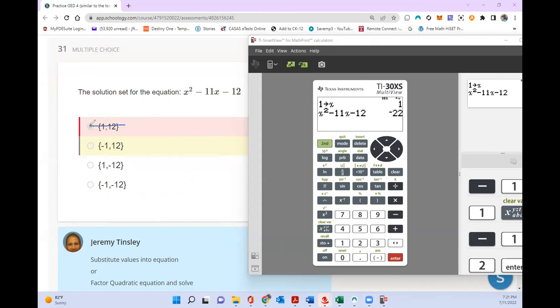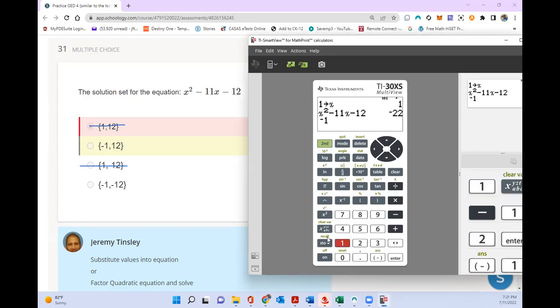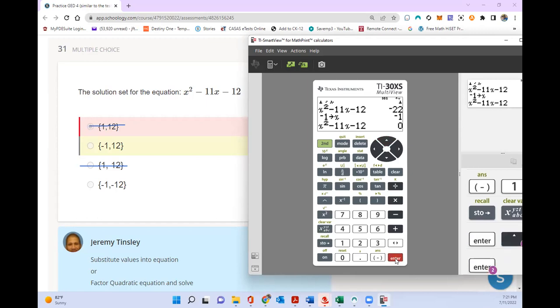So I get rid of A. I can get rid of C because 1 was not a solution. Does everybody understand why I was able to get rid of A and C? Yeah, because they both had positive 1. So now I'm going to do negative 1. Negative 1 store X, go back to my expression. Let's see if I get 0. Yes, so I know negative 1 is the answer.